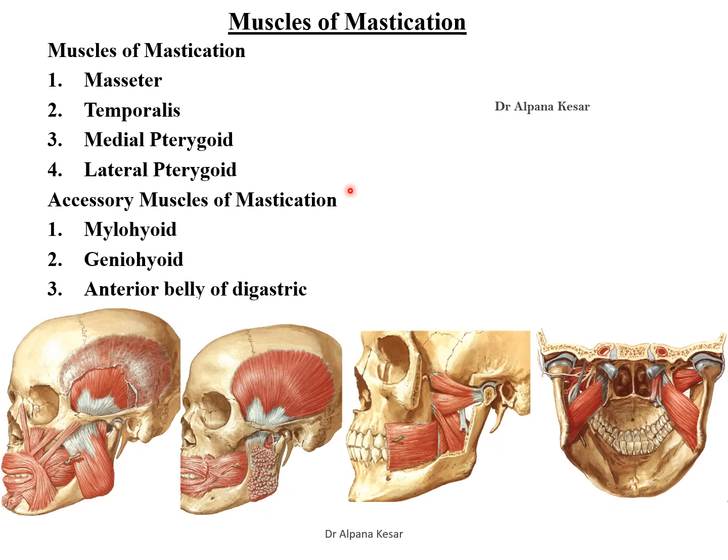There are three accessory muscles of mastication, which are the suprahyoid muscles. And these accessory muscles of mastication include mylohyoid, geniohyoid, and anterior belly of digastric. These three muscles assist lateral pterygoid muscle in bringing about depression of the mandible.